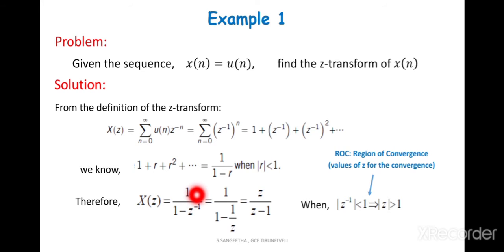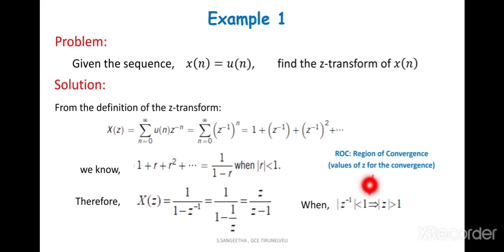So z to the power minus 1 can also be written as 1 by z, because z inverse can be written as 1 by z. So next you have to calculate 1 by 1 minus 1 by z, that is you have to cross multiply the z value, we get z minus 1 by z. So the denominator will go up, we have z by z minus 1. After calculating the value we are getting z by z minus 1 and the value of r will be less than 1. That is the region of convergence, the ROC.